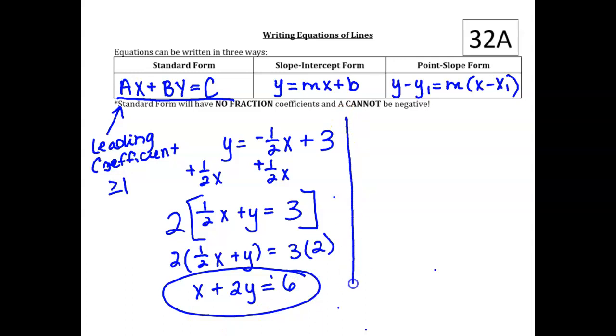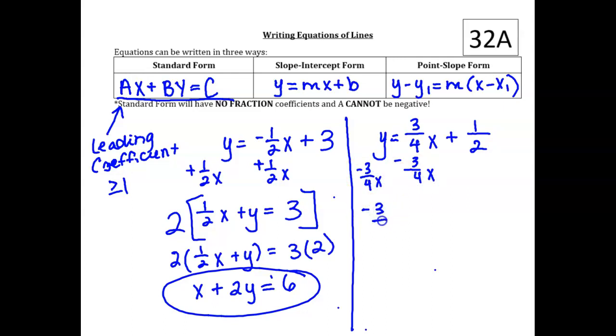Okay, let me give you another example. All right, so say I gave you y is equal to 3/4 x plus 1/2. To get it to standard form, I'm going to bring the 3/4 x to the other side by subtracting 3/4 x. So I'm going to rewrite this as negative 3/4 x plus y is equal to 1/2. Okay, now we've got a lot going on here.